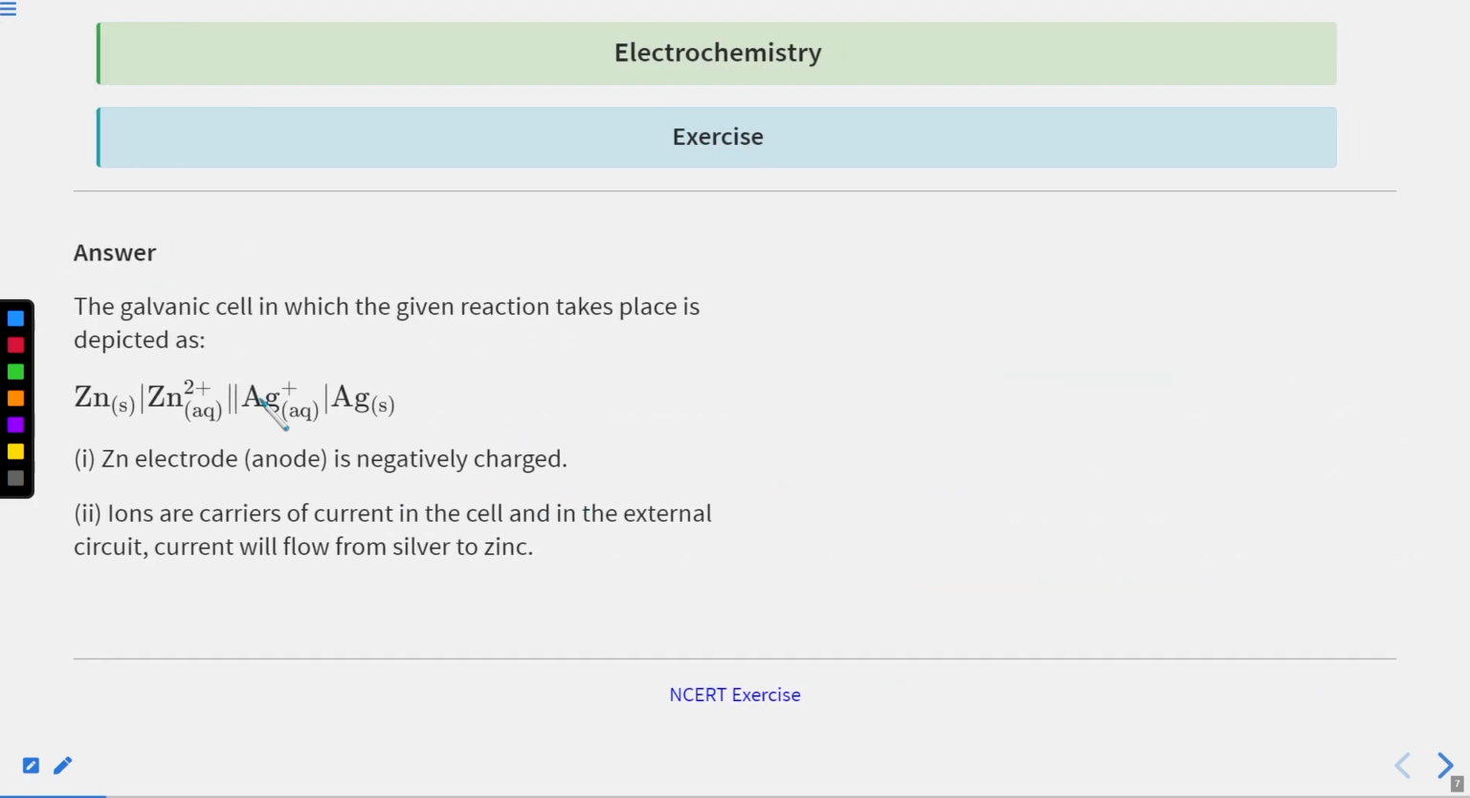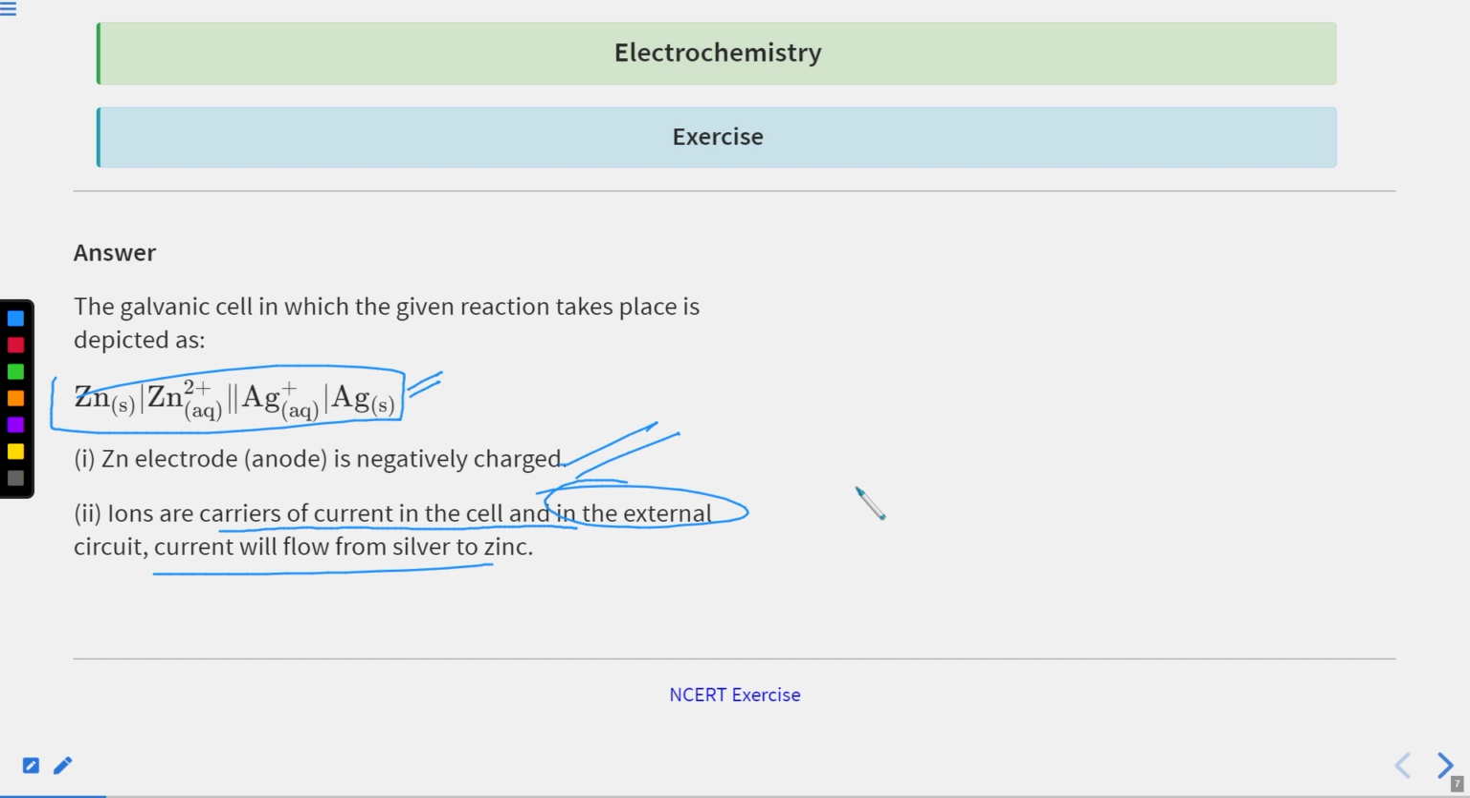So here is the solution. Okay, cool. We have written this. We have the zinc electrode. I would suggest you try to write the cell representation in this way. Just try to sense how it is written and make a logical way to write it. I have explained the way to write it; you must try it by yourself. Now, ions are the carriers, as I've told you, and we have an external circuit. Current will flow from silver to zinc.